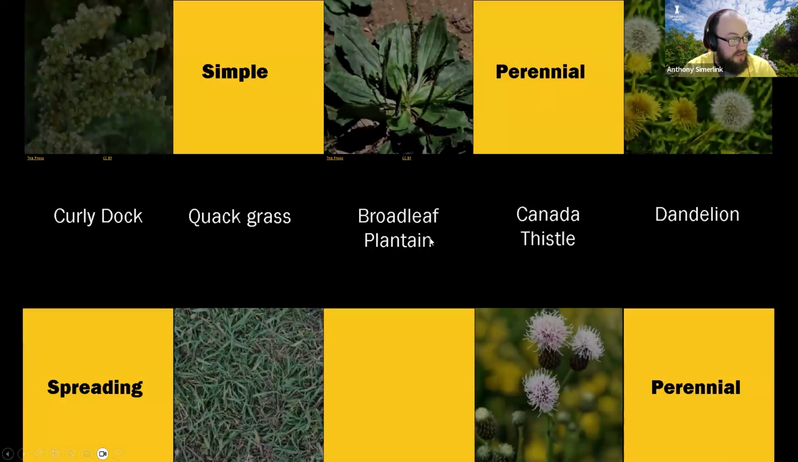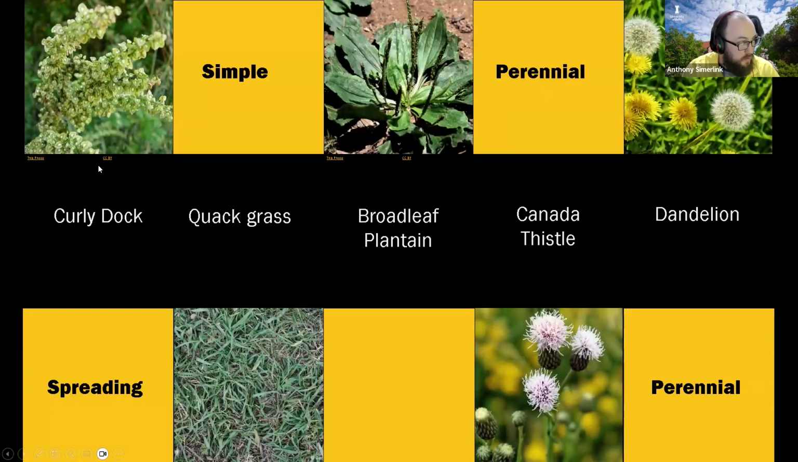Here are some examples of some simple perennials. We have this curly dock, which is Rumex crispus. We have a broadleaf plantain. We have a dandelion. So these are pretty common in disturbed areas or compacted areas. You're going to find plantain a lot. So if you have that, there may be an underlying issue in your lawn that you may need to address.